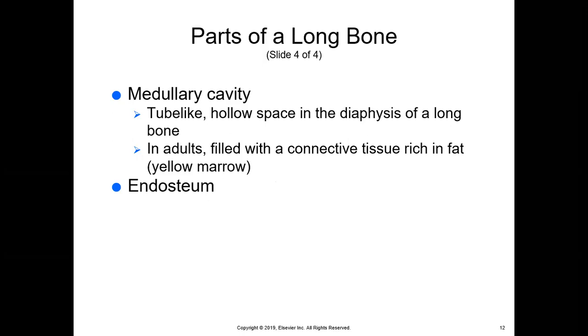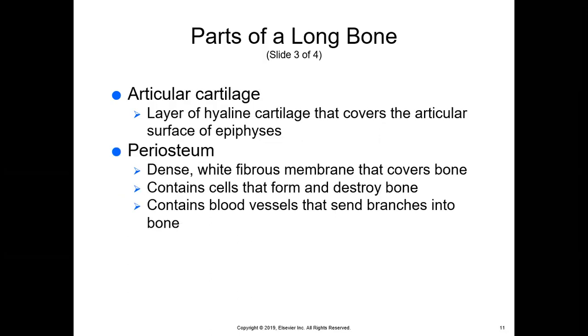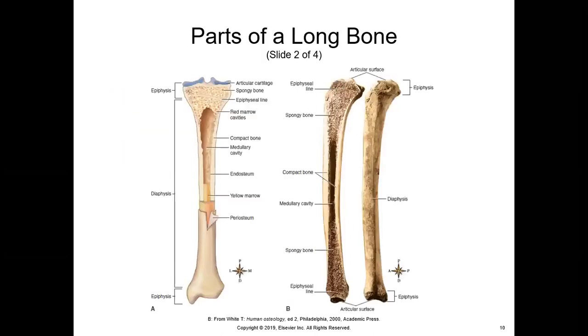Then we have the medullary cavity. That's the hollow space in the diaphysis. In adults, it's filled with connective tissue that's rich in fat. That's why it looks yellow. And then also we have the endosteum. It's a thin membrane that lines the medullary cavity. When we look back here, if you look at this picture, on the inside, this cavity has endosteum.